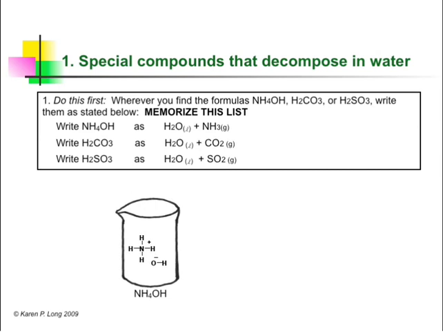These three substances, ammonium hydroxide, carbonic acid, and sulfurous acid, decompose in water to give mostly molecules of water and a gas. Let's look at NH4OH. Watch the structure in the beaker carefully to see what happens in water.